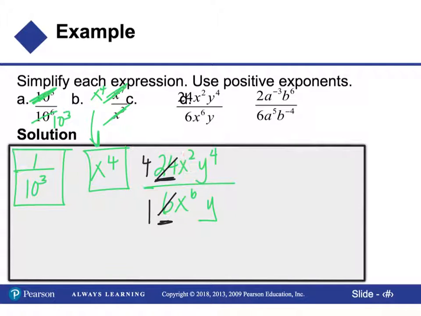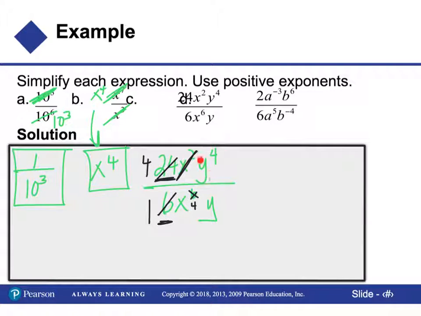Now we have x squared and x to the 6, so this one's heavier, so this is going to have the leftover. This one goes away completely. This one has 4 left over. Since there were 2 on the top, we've reduced this down by 2 x's, leaving me with x times x times x times x, or x to the 4th power.